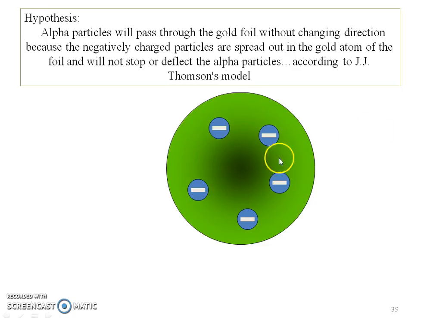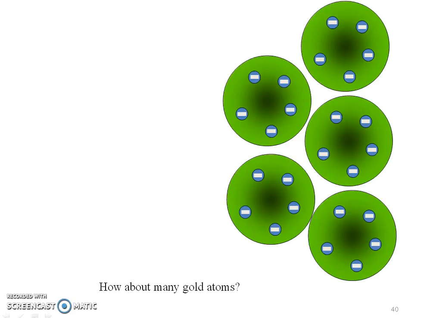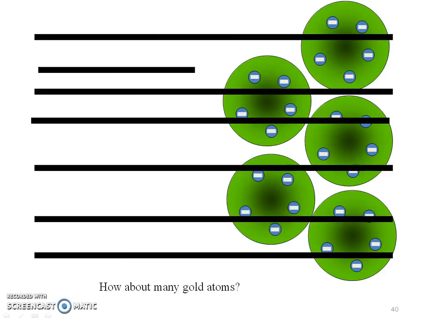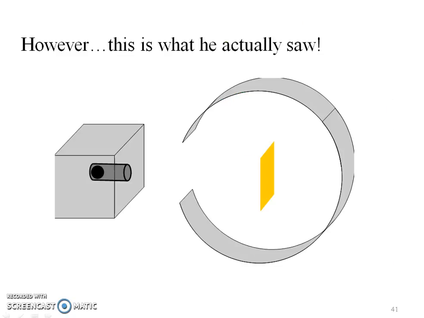So this is what his hypothesis was because of Thomson's plum pudding model, or like I said, the chocolate chip cookie model. According to his model, he thought that they were all going to go through, right? There's so much empty space and all these particles are going to go straight through. So how about if we have a lot of gold atoms again? Lots of space, so all of that radiation is going to go straight through that gold foil. But this is what he actually saw.